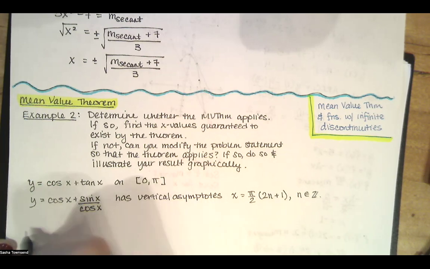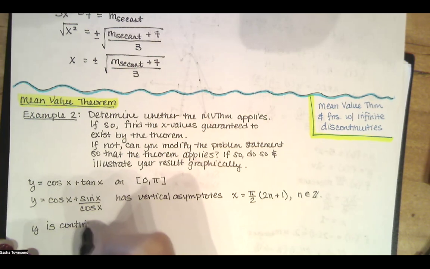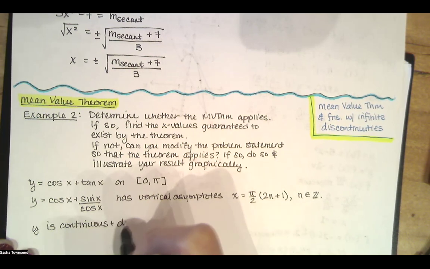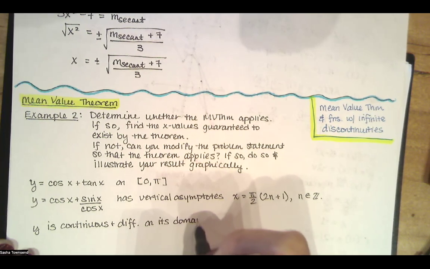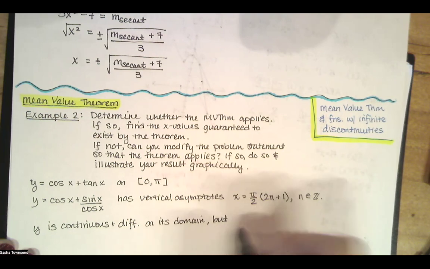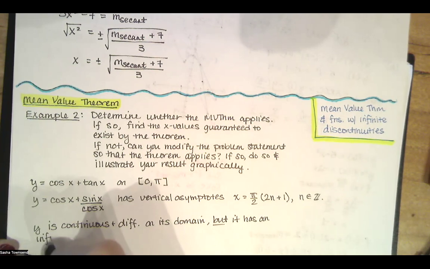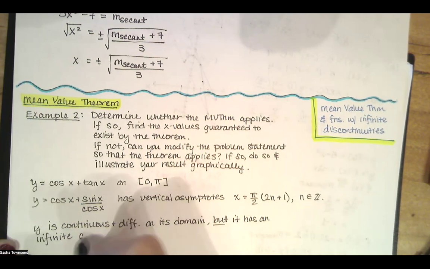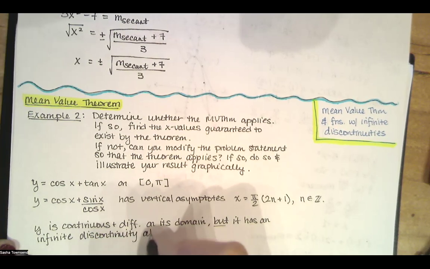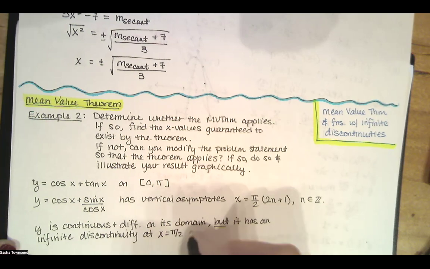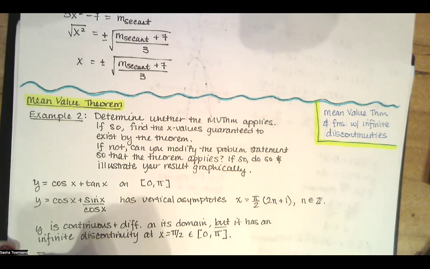So we'll say y is continuous and differentiable on its domain, but it has an infinite discontinuity at x equals pi over 2, which is in the interval of interest. That means the mean value theorem does not apply.